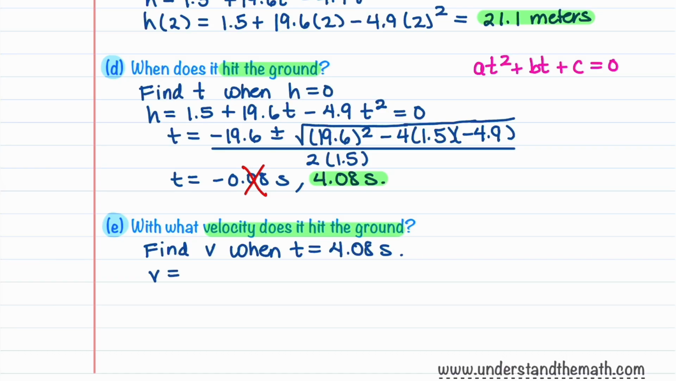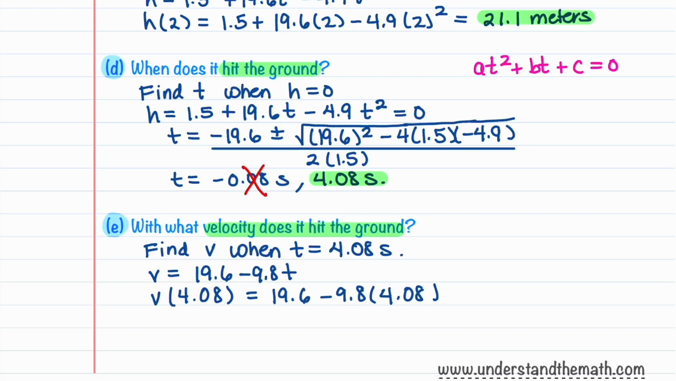Our velocity function was 19.6 minus 9.8t. So all we have to do is substitute in that t is 4.08. So this gives us 19.6 minus 9.8 times 4.08. If you put that into your calculator, you end up with a value of minus 20.38 meters per second. It makes sense that our answer is negative because our projectile is traveling in the downward direction when it hits the ground.